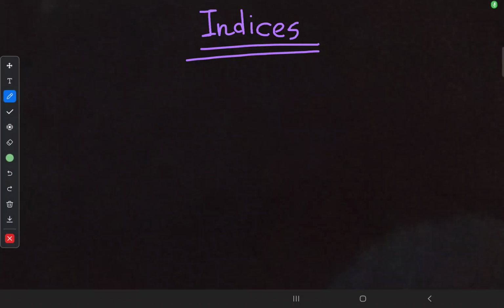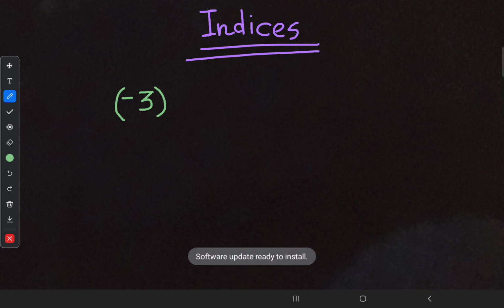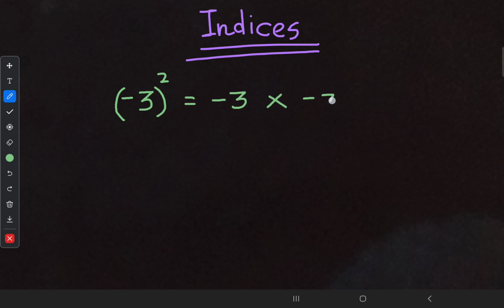In indices, we talked about the positive indices earlier. Now we are going to speak about the negative bases. So negative 3. When we are dealing with negative values, it's a must to use a pair of normal brackets. Negative 3 to the power of 2 means negative 3 should be multiplied with another negative 3.